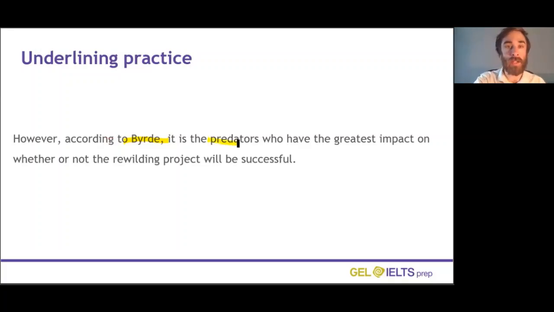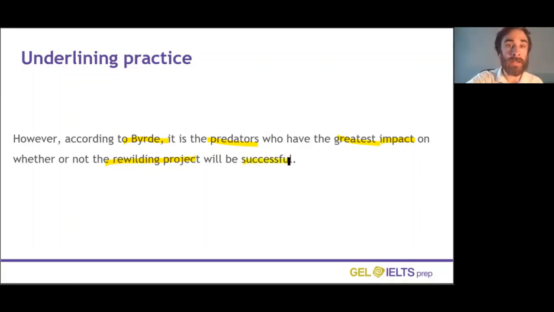Next, we have predators. This is a noun. It's essential to the meaning of the sentence. Then we have a superlative, the greatest. So if we're looking for a matching part of the text, we're going to be looking for something that agrees with the idea that predators are the number one impact or the number one effect on whether or not the rewilding project, this is a whole noun phrase. So it's a project about rewilding, so we can treat it as one word.